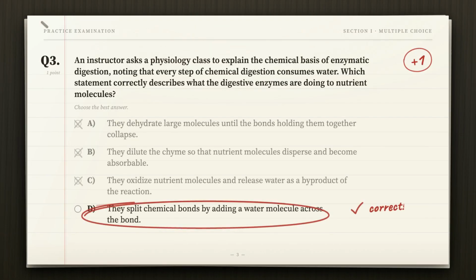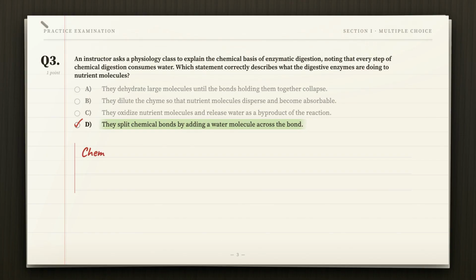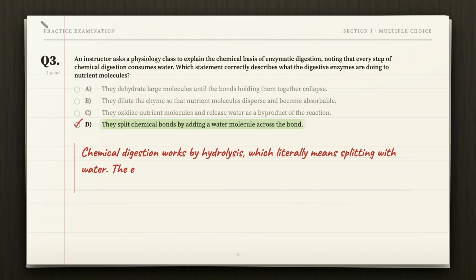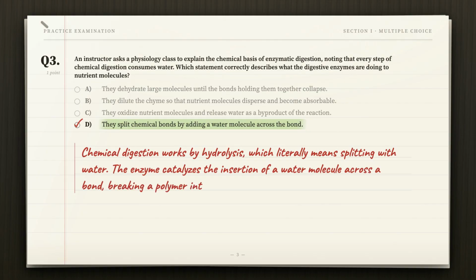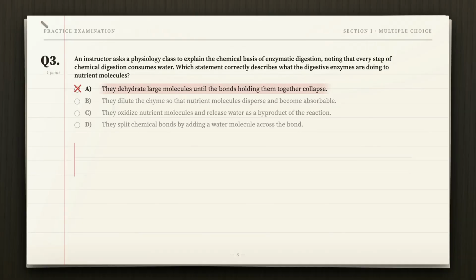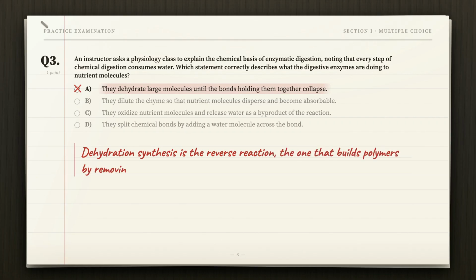The correct answer is D. They split chemical bonds by adding a water molecule across the bond. D is correct because chemical digestion works by hydrolysis, which literally means splitting with water. The enzyme catalyzes the insertion of a water molecule across a bond, breaking a polymer into smaller units and eventually into absorbable monomers. A is wrong because dehydration synthesis is the reverse reaction, the one that builds polymers by removing water. Digestion does the opposite of this.